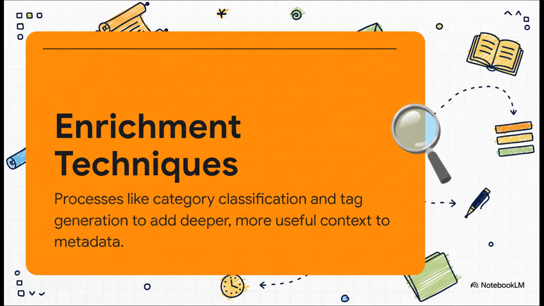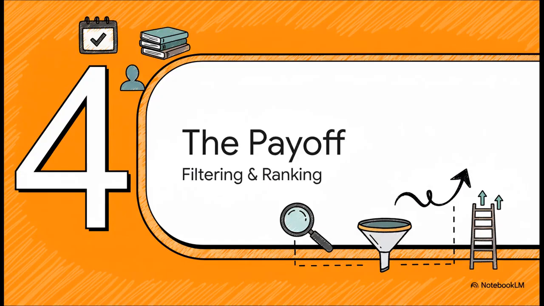And beyond just cleaning, we can also enrich the data, adding new layers of context. This could mean classifying documents into useful buckets, like technical doc or policy, and we can even get an LLM to generate a list of relevant topic tags. It just makes our metadata that much smarter. Okay, we've done the work. We've got our clean, rich, structured metadata. Now for the fun part. This is the payoff, using all this data to build a truly intelligent and responsive retrieval system.